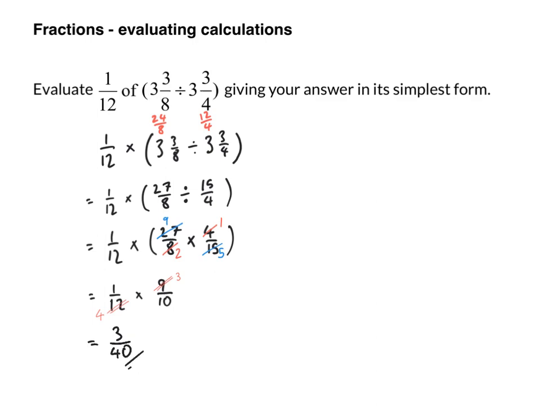Now again, just a quick check. Top's 3. Will 40 divide by 3? No. 39 is the closest number in the 3 times table. So this will not simplify. But again, because I have simplified as I've gone, it's kept these numbers nice and small, removing the need to really do any serious simplification.